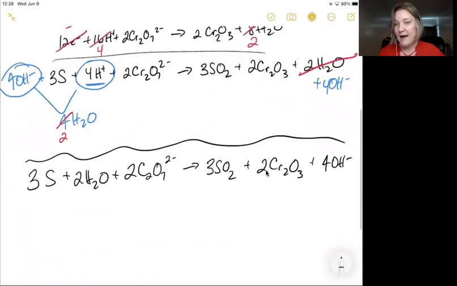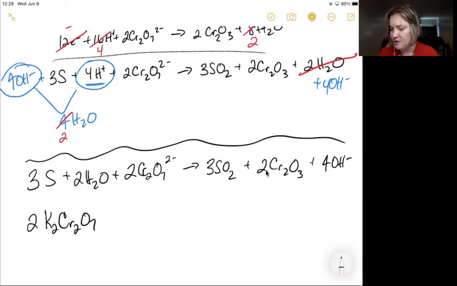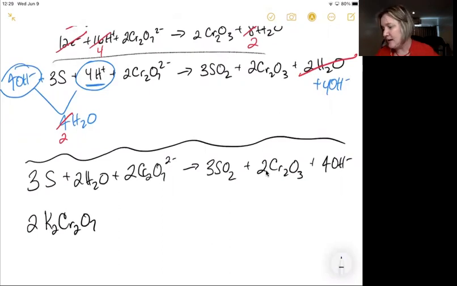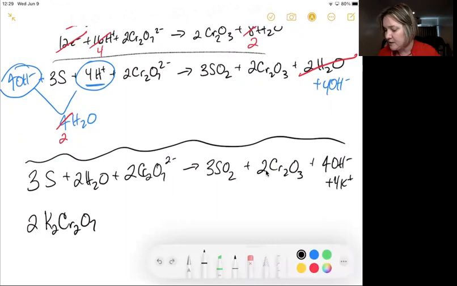The first thing we need to make is potassium dichromate, K2Cr2O7. So I've got 2 Cr2O7, so that coefficient doesn't change. So I've got 2 K2Cr2O7. I'm just recreating the same formula up here, and then I'm going to add however many potassiums I needed to add to the right-hand side. So here I added 4K, 2 times 2.